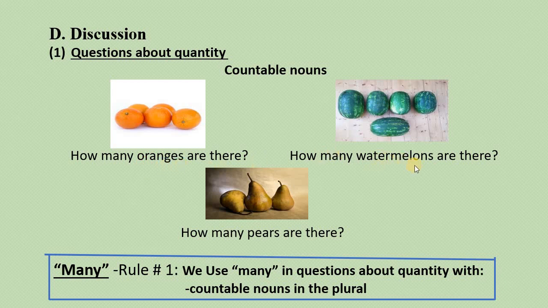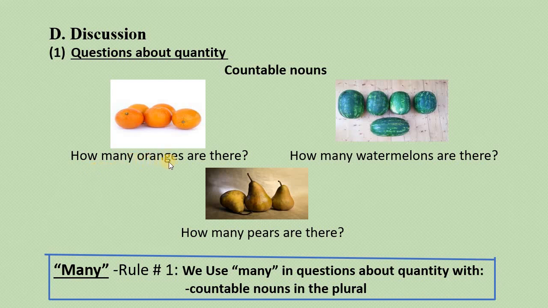Oranges, watermelons, pears. So guys, a countable noun is a separate object that we can count, and it can exist as a singular or plural. So it can exist in both the singular and the plural. So if we want to ask a question about quantity using countable nouns, then we use the expression how many.